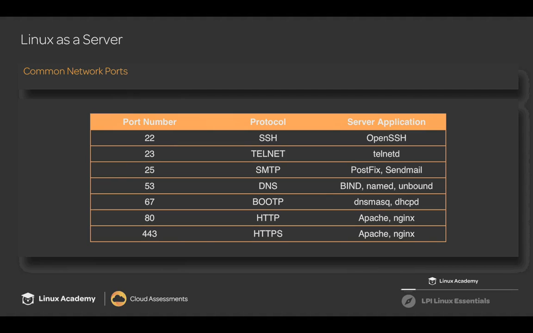Port 67 uses the BootP protocol, which is often used in a network environment where it will automatically assign an IP address to a client system using the DHCPD service, also known as the Dynamic Host Configuration Protocol. Port 80, used for the HTTP protocol, is often served via the Apache web server or the Nginx web server. HTTP uses unencrypted communications between a client and a server to serve up web pages. Port 443 uses the HTTPS protocol, which is the secure version of HTTP. This is also served via the Apache web server or the Nginx web server.